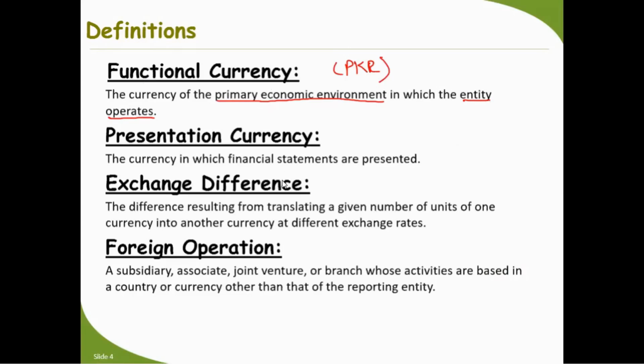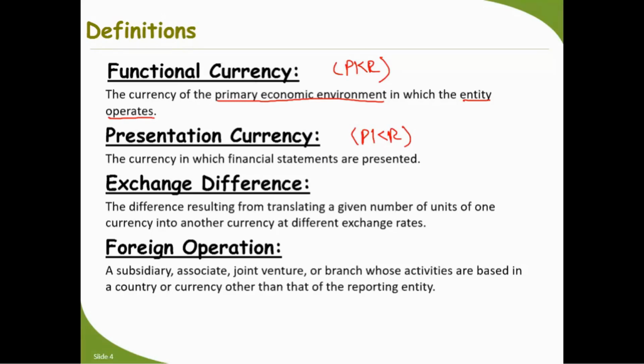Then presentation currency: the currency in which financial statements are presented. Let's assume the company is operating in Pakistan, then again it would be PKR. But if its operations are done here, but its financial statements are prepared in Europe, because its parent company is in Europe, and over there the financial statements are prepared in euro, in that case presentation currency would be euros.